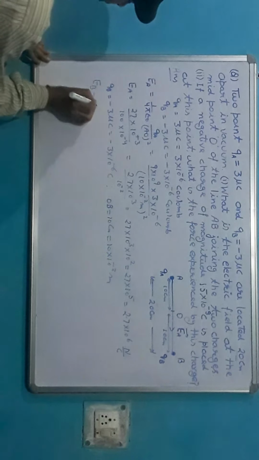Charge is negative. When charge is negative, the direction of force is opposite to the direction of electric field. So what will be the force? Magnitude of force will be 1.5 into 10 to the power minus 9 multiplied by the net electric field 5.4 into 10 to the power 6. Solve it and you will get the answer, and the direction of the electric force will be opposite to the direction of electric field, as the charge we have placed in the electric field is negatively charged.